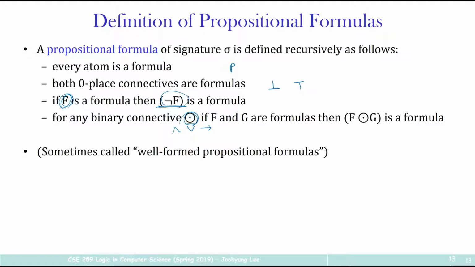Infinitely many, right? Because you can construct formulas over and over. So let's say, if you know that P is a formula, you can say not P is a formula. And you can also put another not here. This is also a formula, because by definition, if you know that P is a formula, then not P is a formula. If you know that not P is a formula, then putting another negation in front also makes another formula. And you can continue this forever.